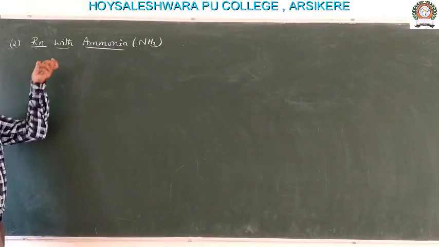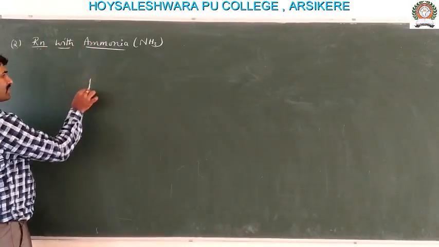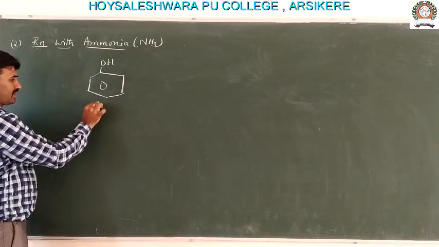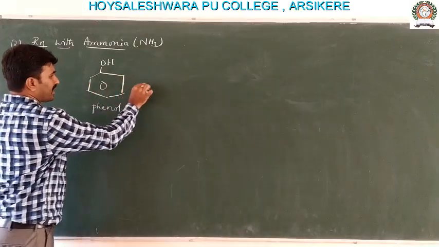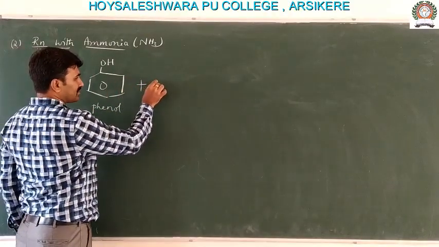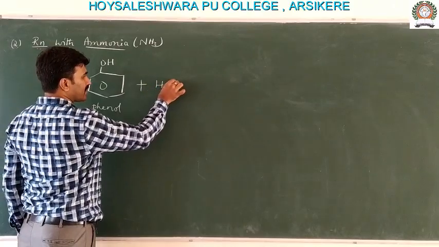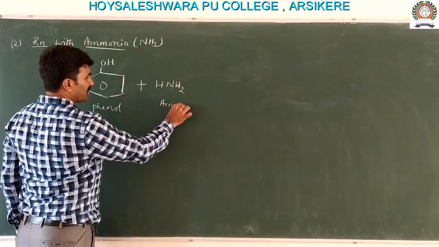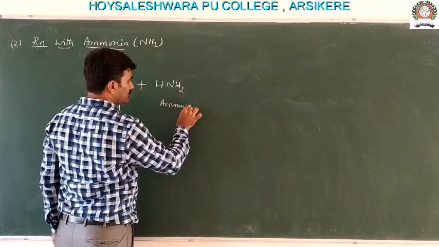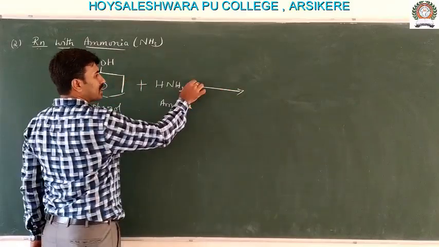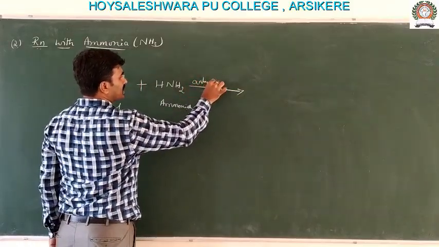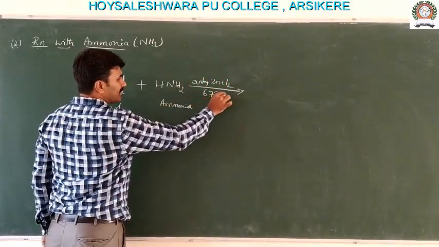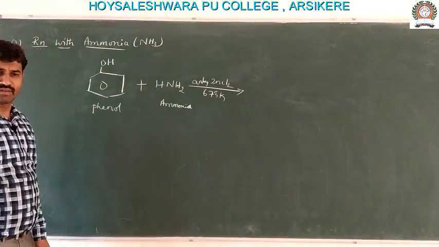Next reaction is reaction of phenol with ammonia. See, this is phenol. Phenol upon reacting with ammonia, just for simplicity purpose I am writing the ammonia in the form of HNH2. This is ammonia. This upon reacting in presence of anhydrous zinc chloride, Lewis acid, at 675 Kelvin temperature.